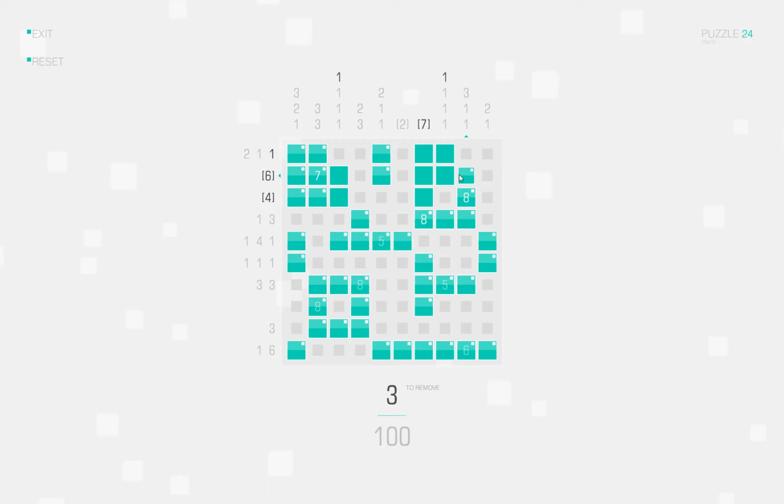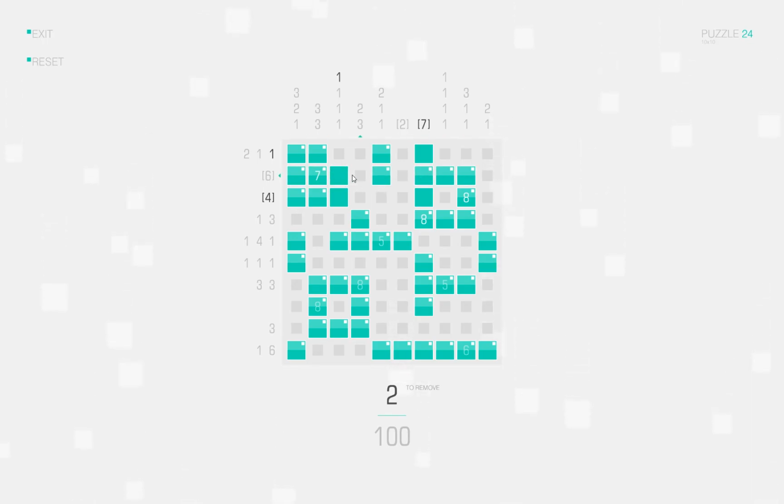So 1 could be this one. But then it has to connect not there but there. But then it's not connected. So it cannot be this. So it has to be this. Then we need 2 more. 1, 2, 3, 4, 5, 6. It could be 7, 8 or 7, 8, but at least it's this one.